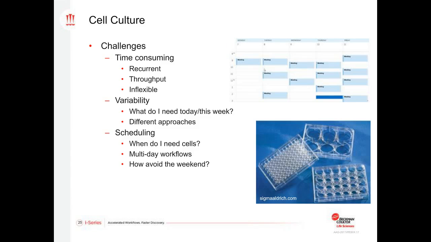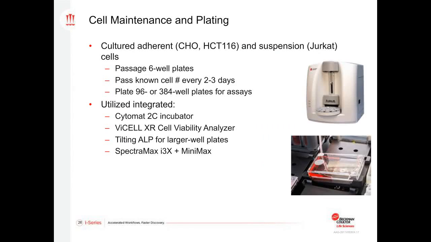For the work we've done, this will be done on an i7, same as most of the work has been done previously. And it features a number of integrations, which we'll show shortly. The work we did involved just culturing 2 adherent cell lines, CHO cells, which we'll show most of the data for, as well as HET116, and a suspension cell line, the JURKAT cells. Basically, we were passaging the cells in 6 well plates, so essentially larger well plates to have enough cells to plate for experiments.